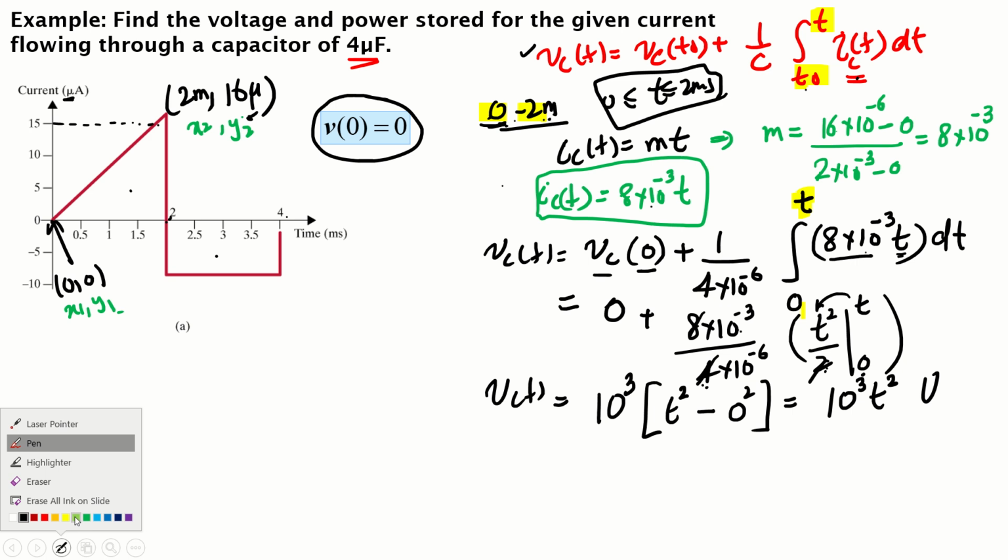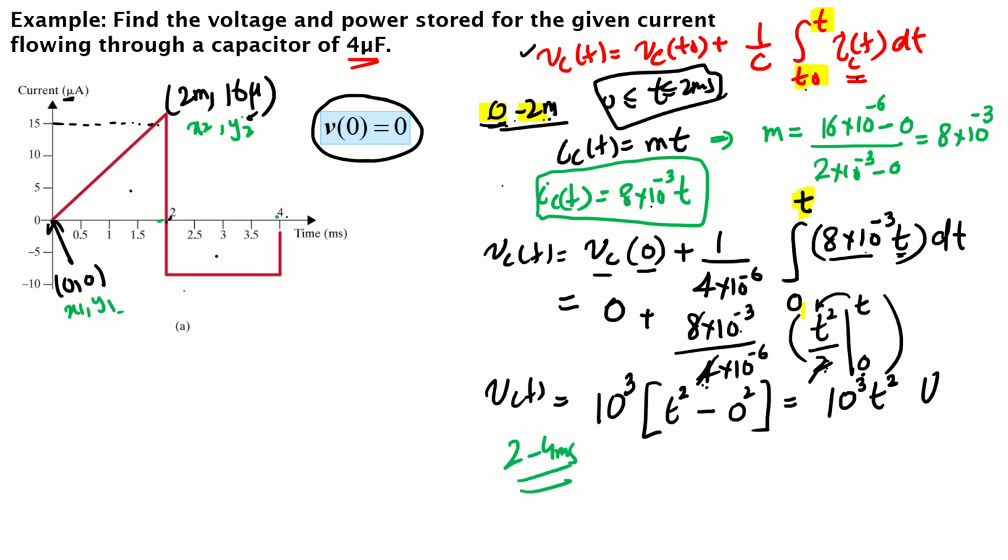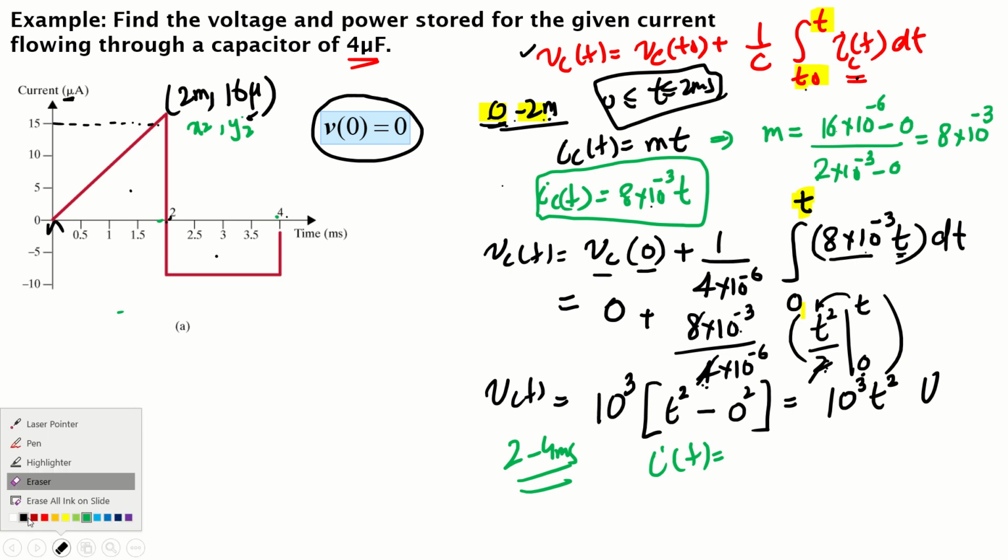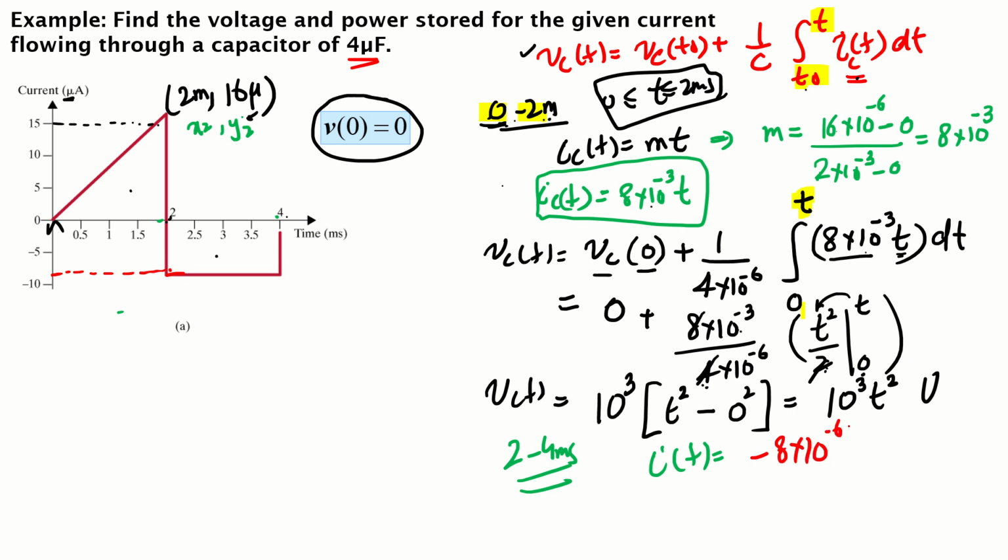The second thing is we need to calculate what will be the voltage from 2 to 4 millisecond. So again we need to find out what is the current for this case. If you look at this waveform, for this case the current is basically a constant. Why constant? Because from 2 to 4 we have a straight line. So what is the value of this straight line? This value could be around -8. So it's a constant, so we can just write -8 micro. That's it, because the value is constant here.